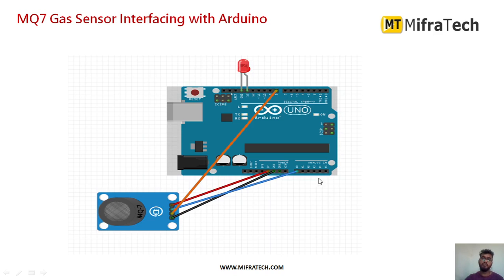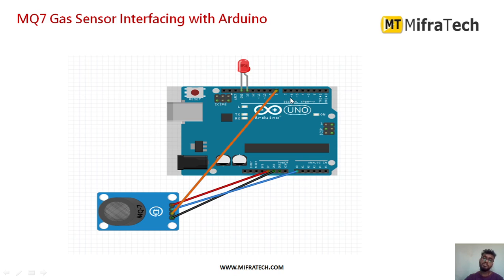Whenever any combustible gas like carbon monoxide is detected, we will turn on the LED. I am connecting both the analog pin and the digital pin. First VCC, to provide the power supply, I connected to the 5 volts pin of the Arduino Uno microcontroller. Next, ground I connected to the ground pin. Next, analog output I am connecting to pin A0, the analog pin of the Arduino Uno microcontroller.